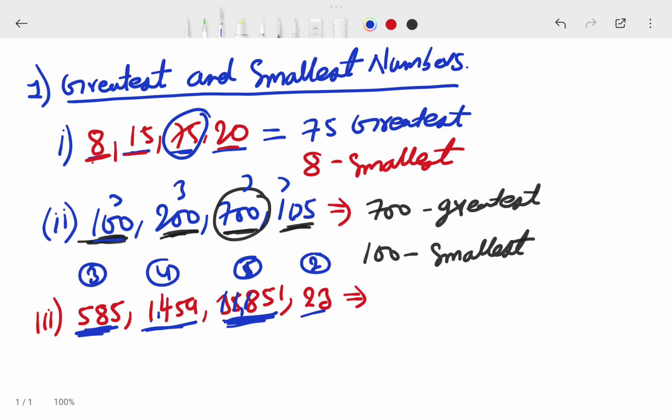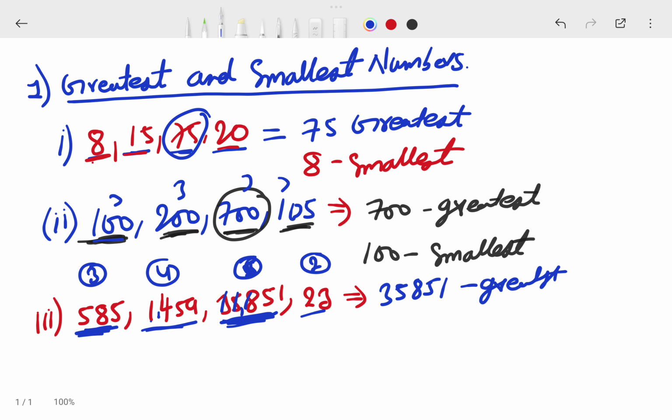But here the numbers are very big. So how will we find which is greater? It's very simple. Count the digits; the one which has more digits is greater. This number has 5 digits. It means that 5851 is our greatest. Okay, now this is the greatest number in this one.